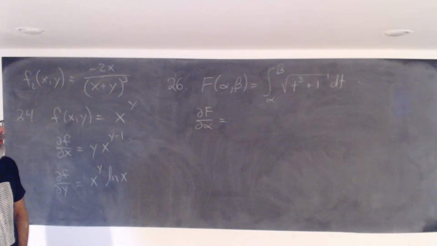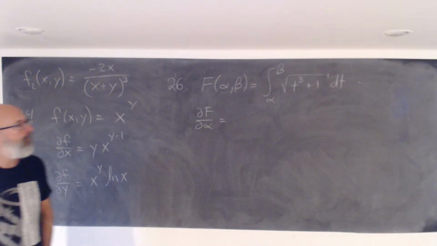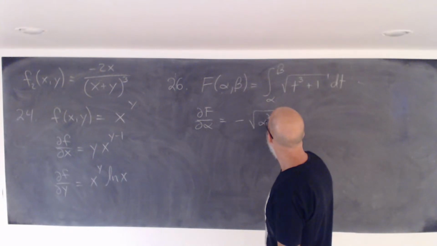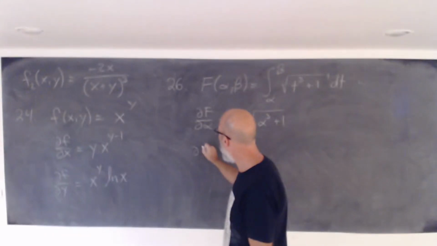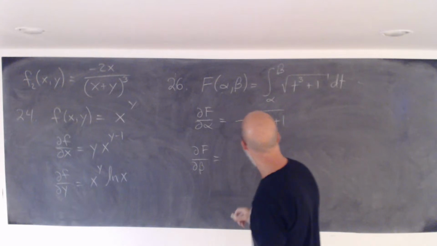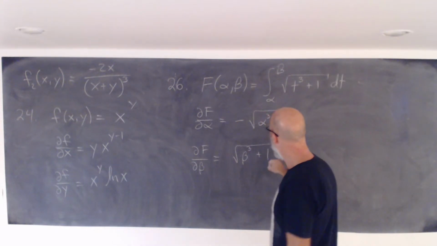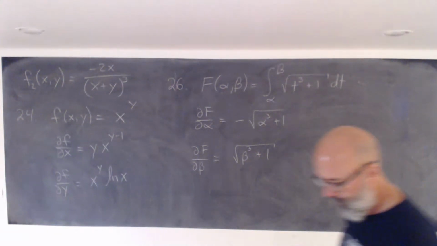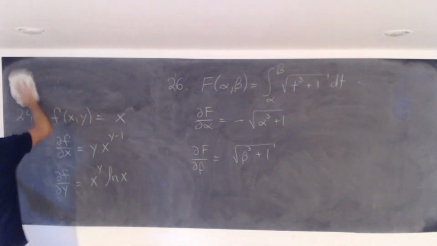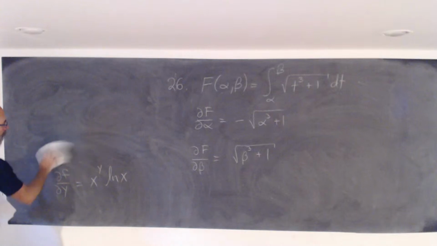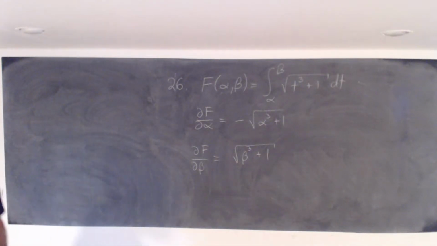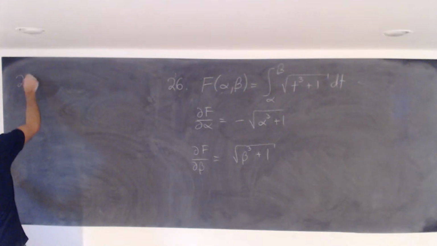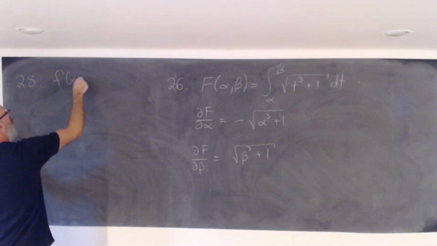df d alpha, you know exactly what that is. Right? And df d beta. How's everybody doing here? Questions? Let's do one more with a function of 3 variables now.